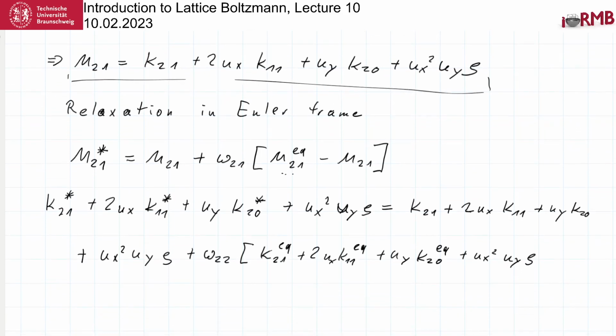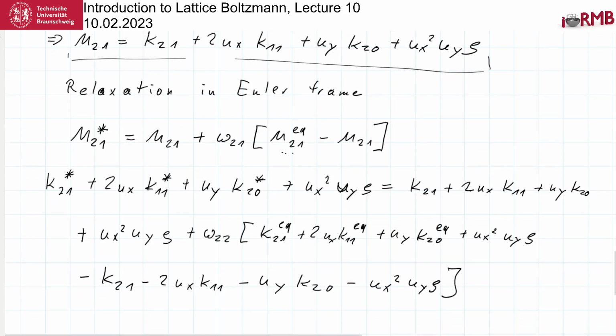Now comes minus, sorry for all the space, k20. So this is again the pre-collision part: ux k11 minus uy k20 minus ux square uy rho. So the thing that we notice immediately is that the guy that was conserved is easily eliminated. Yeah? But the guys who are not conserved, they are not so easily eliminated.